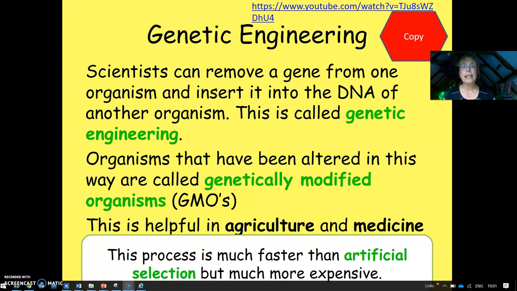So, for example, some jellyfish glow in the dark. If you're able to take out that glow in the dark gene from a jellyfish and put it into bacteria, the bacteria should be able to glow in the dark. Pause the video and copy those notes, underlining keywords, please.